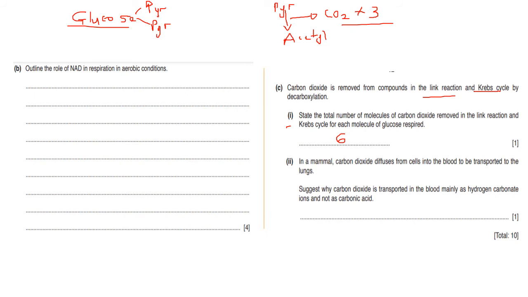Then in question 2, it says, in the mammal, carbon dioxide diffuses from cells into the blood to be transported to the lungs. Suggest why CO2 is transported in the blood mainly as hydrogen carbonate and not as carbonic acid. Now, this is something that typically you would find in chapter 8 from your AS biology syllabus.